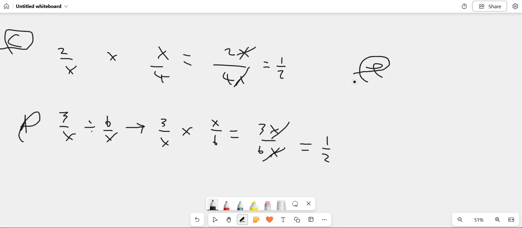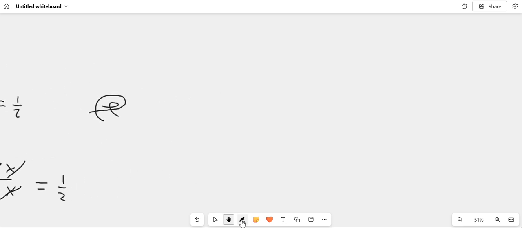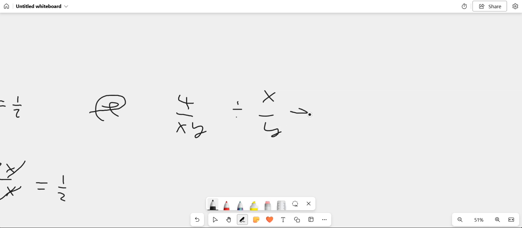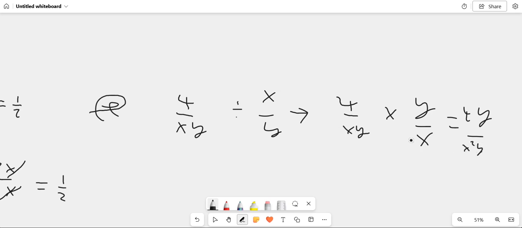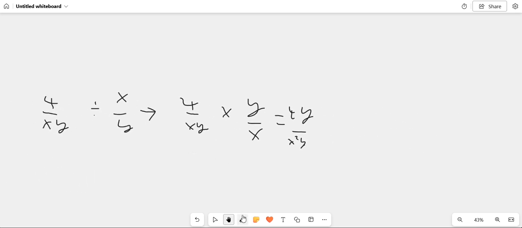E. E is saying 4 over xy divided by x over y. So again, keep, flip, change here. So put a little arrow there. And now keep 4 over xy here. Change the middle thing here to times and then flip it. So y over x here. So it's going to become 4y over x squared y basically, because we've got x, y times x, so it's going to become x squared y. And then what's going to happen now is 4y and y is going to cancel. Cancel. So you get 4 over x squared.